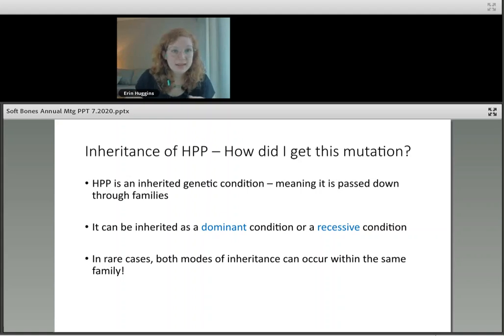But HPP is inherited and is passed down through families. There are some rare cases of new mutations, but the vast majority of the time it's something that is passed down. It can be inherited as a dominant condition or as a recessive condition. And I'm going to talk a little bit more about what those two things mean. These are probably terms that you've heard before, but might not have been totally sure about what they meant. And then in really rare cases, maybe less rare than we initially thought, both modes of inheritance can be seen within the same family. And I've actually got a really great case example of that at the end of this presentation.